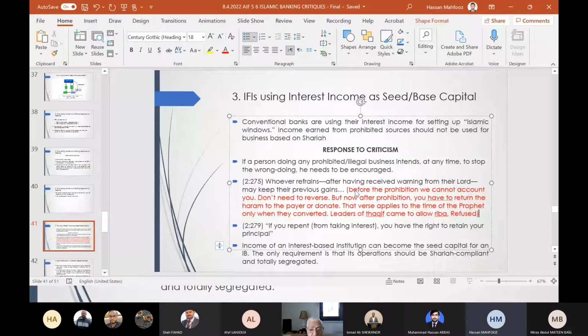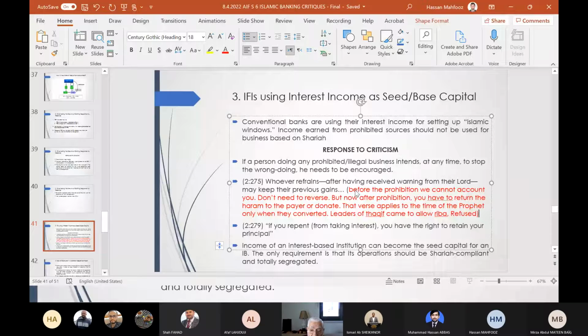But Professor, you just told us a while ago that it should be donated, or that the gains had to be reversed. Yes, for any person who earns haram money. But conventional banks, we know for sure they were earning haram money. Yes, we know, and they are required to give that to charity. But if they don't, we cannot.